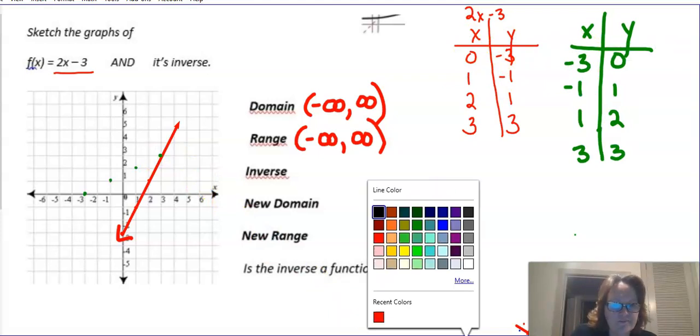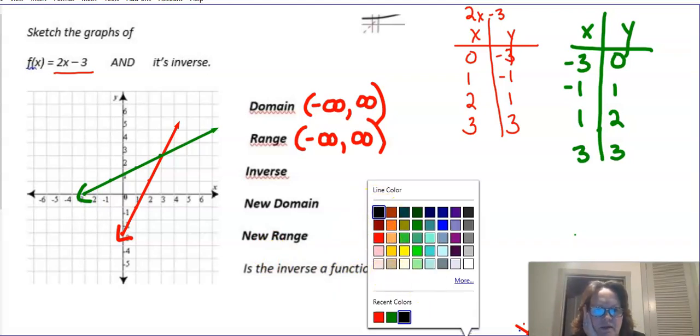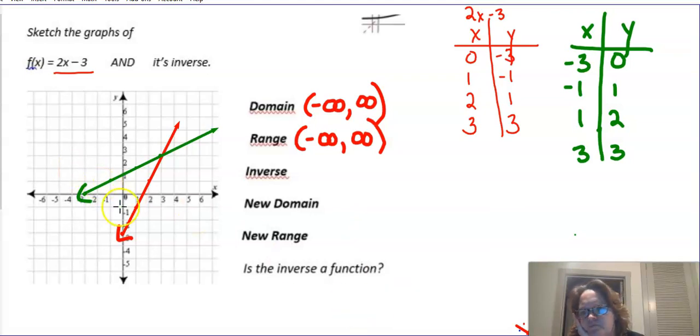So let me get green. And so there's my inverse function. I'll draw an arrow here too. And if we did draw, I'm gonna draw y equals x. I'll do it dotted. I'll do it in black. If I can get this right. So here's y equals x. And you can see that they are reflected across that line.